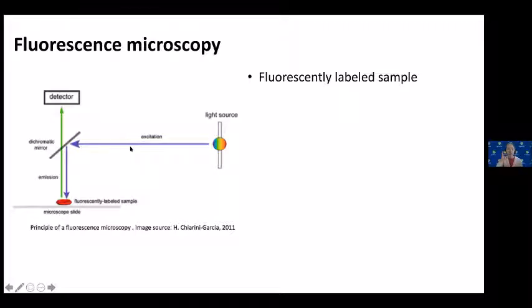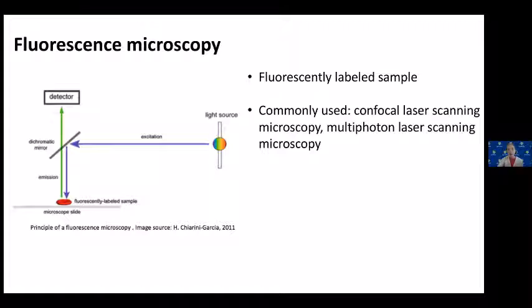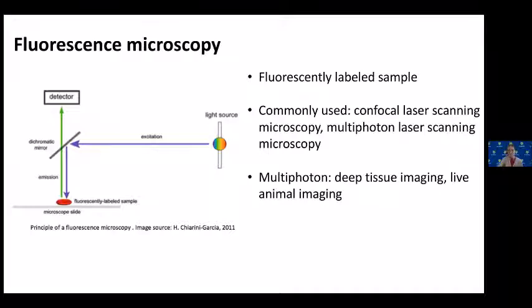So here we first need a fluorescently labeled sample. The commonly used fluorescence microscopy techniques are confocal microscopy and multiphoton microscopy. Sometimes you may hear two-photon microscopy; it's basically very similar to multiphoton microscopy. The nice thing about multiphoton microscopy is that it can image very deep into the tissue, compared to the traditional, what we call one-photon, microscopy techniques such as confocal. As a reference, we can usually image to 400 to 500 micrometer depth easily, compared to confocal, which is usually within 50 micrometer depth.